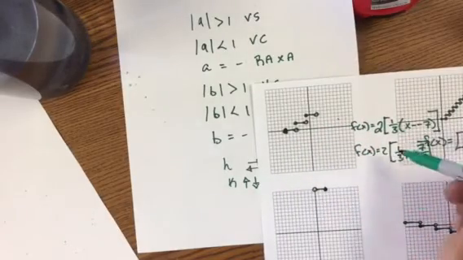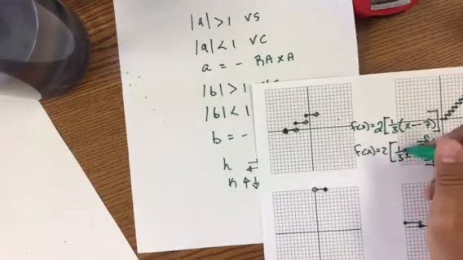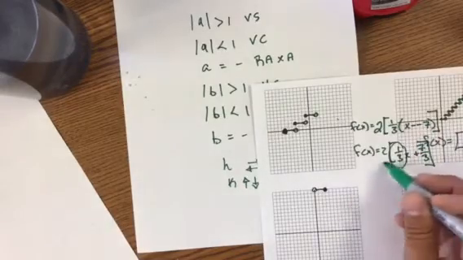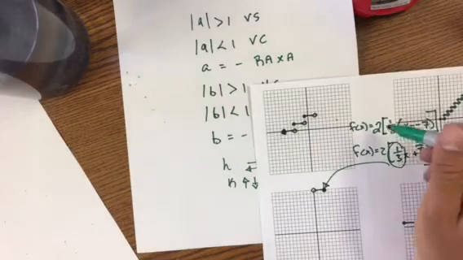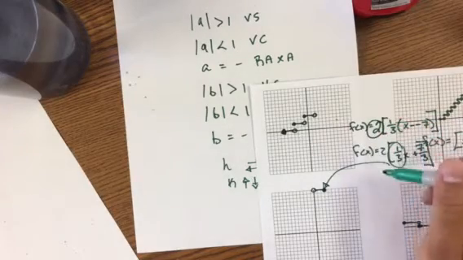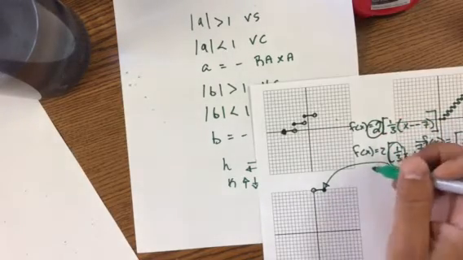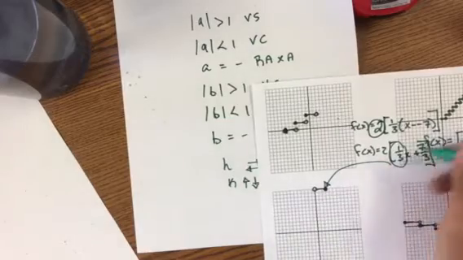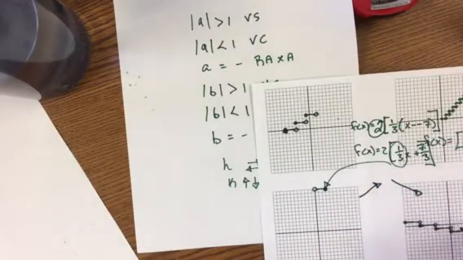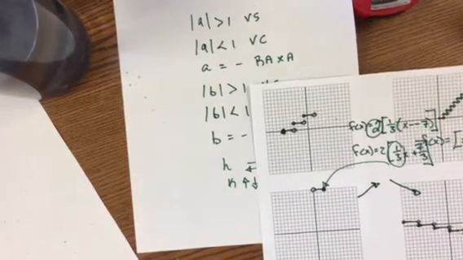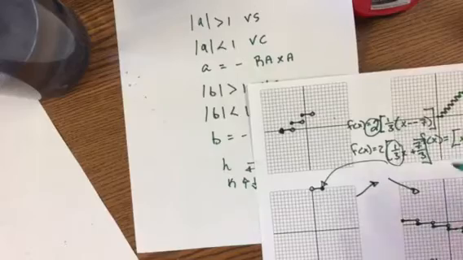So if I have a negative value here where my b is, they're going to look like this. If I have a negative value here where my a is, instead of going up and to the right, they're going to go down and to the right. Hopefully that makes sense. So that's what I'm looking at here, okay?